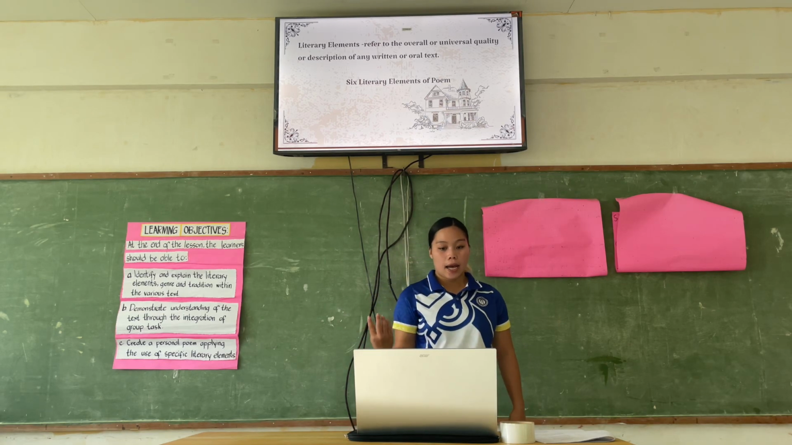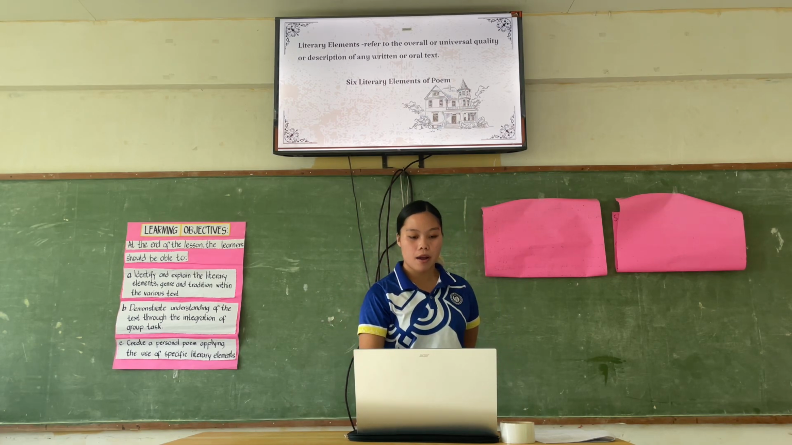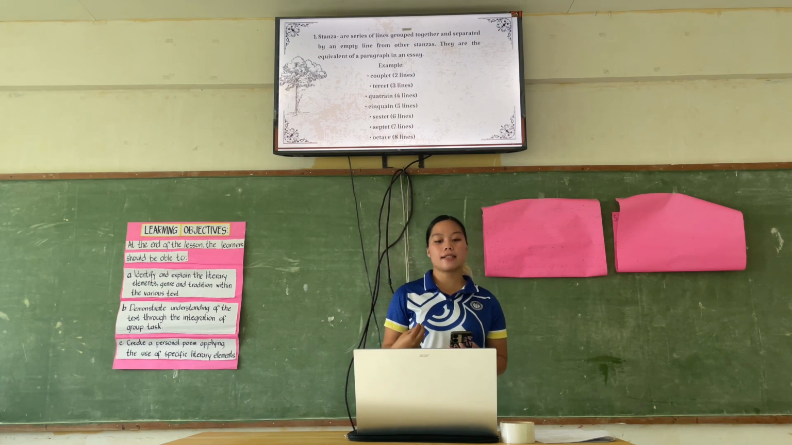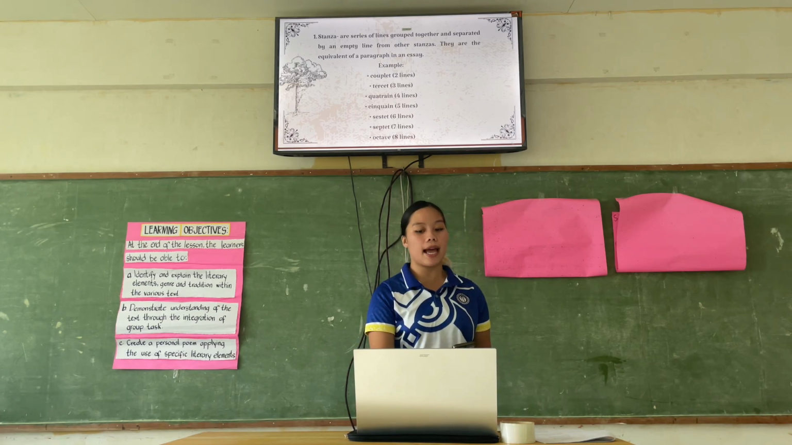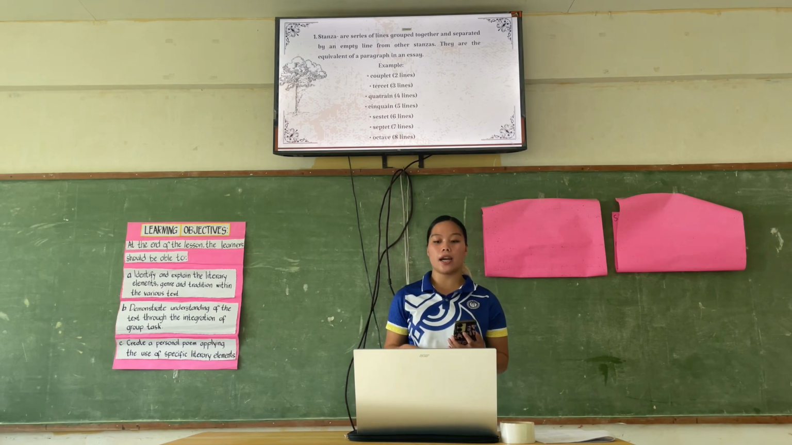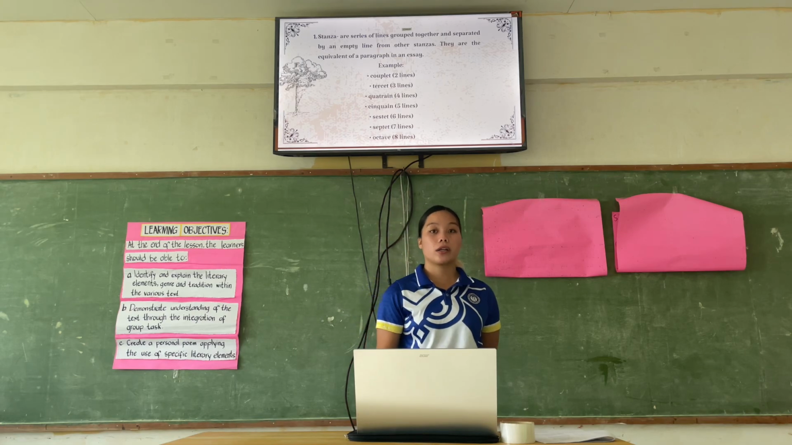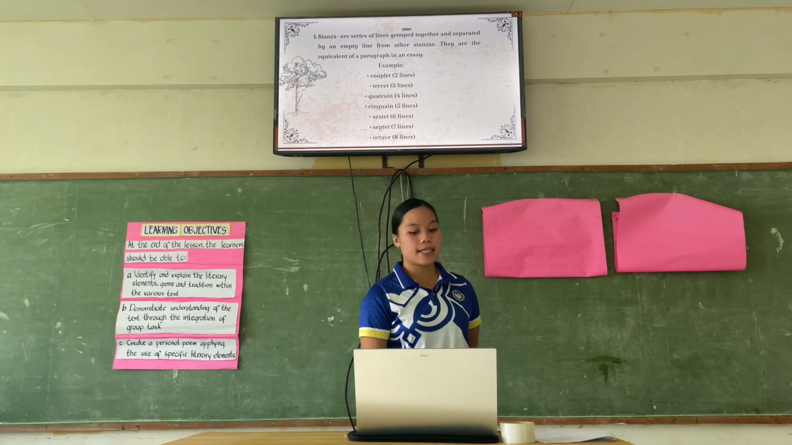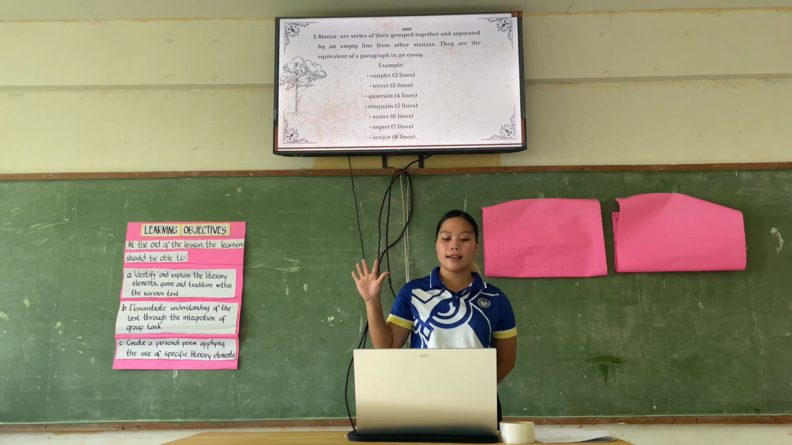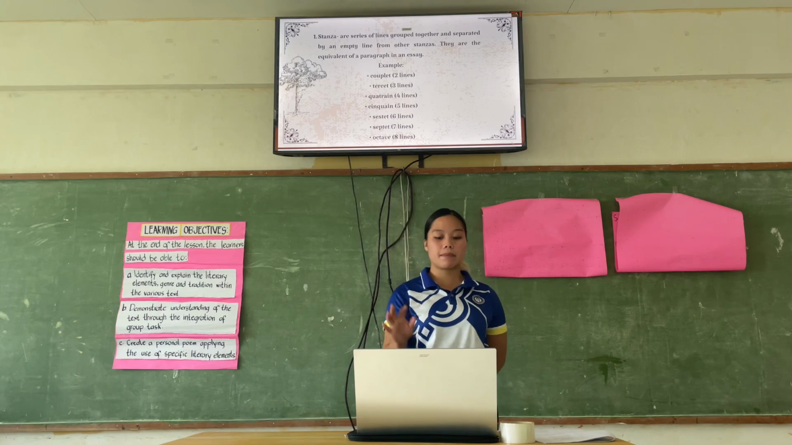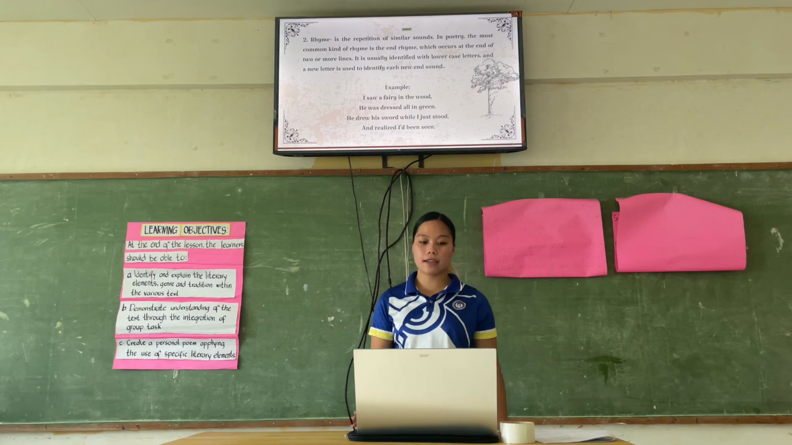We have 6 literary elements of poem. First, stanza. Stanzas are series of lines grouped together and separated by an empty line from the other stanzas. They are the equivalent of paragraphs in an essay. Examples: couplet, 2 lines; tercet, 3 lines; quatrain, 4 lines; cinquain, 5 lines; sextet, 6 lines; septet, 7 lines; and octave, 8 lines.